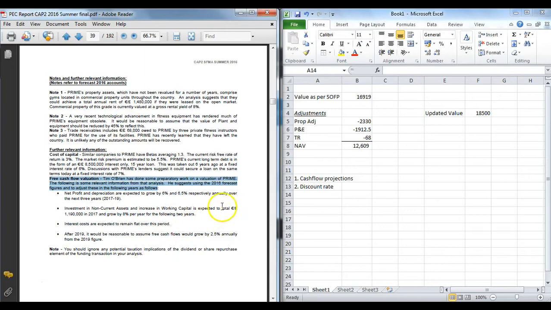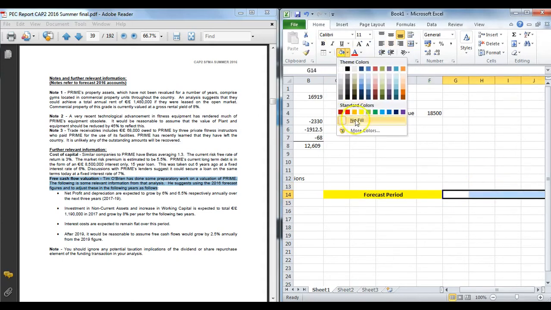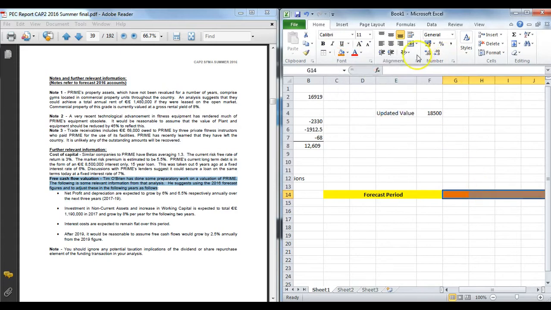So one of the key things to note when you're doing a free cash flow method is you're going to have 2 distinct periods. So let's just call them here, put one in yellow. That's what's called the forecast period. And then from there on in, you're going to have what's called the horizon period or the terminal period. We call it the horizon period.